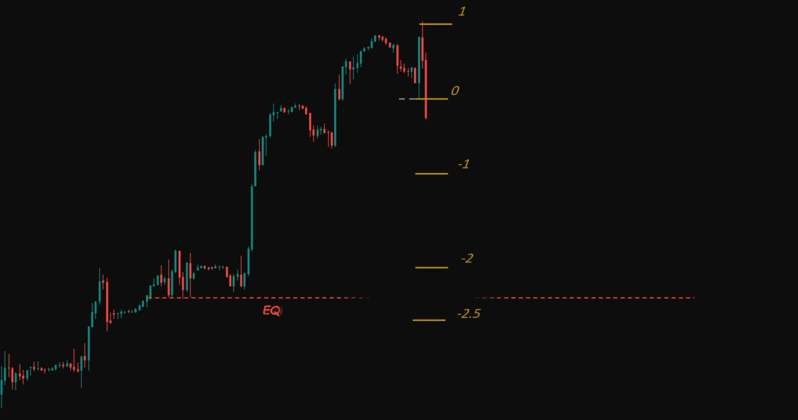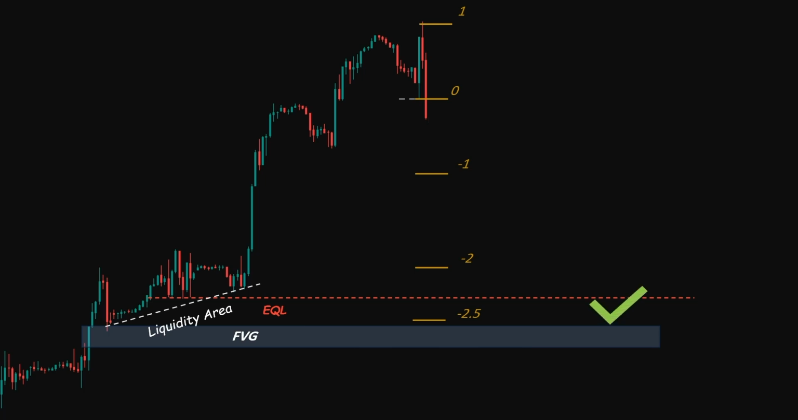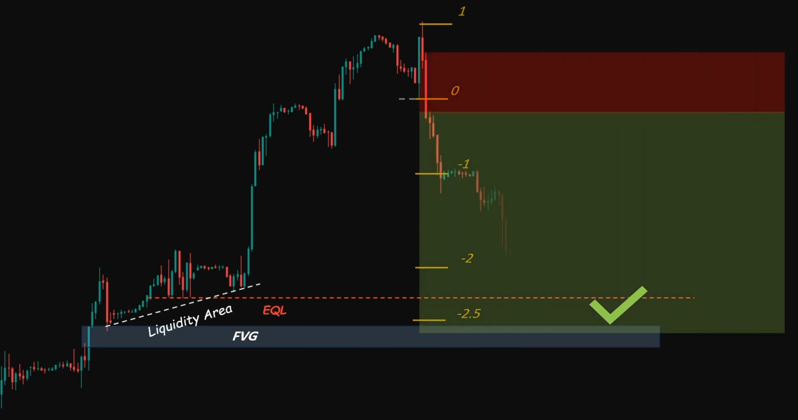So, to recap, use standard deviation to project realistic profit targets. Never use it as an entry trigger. Always pair it with your existing ICT concepts for confirmation. And the more you practice it, the more naturally it'll fit into your trading flow.